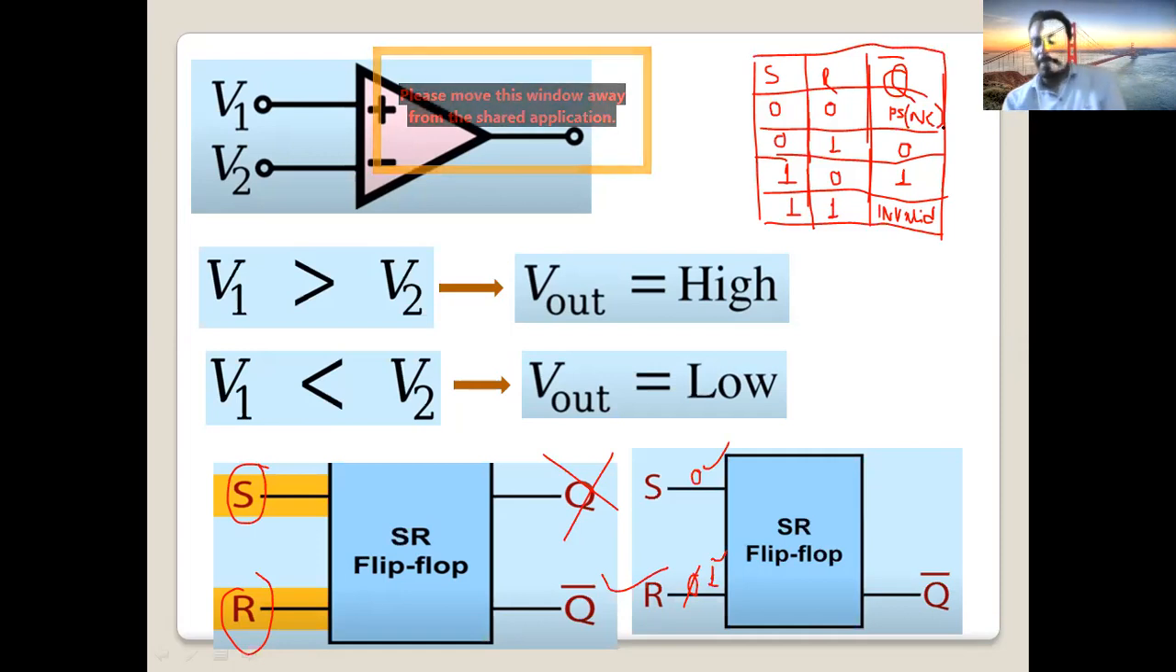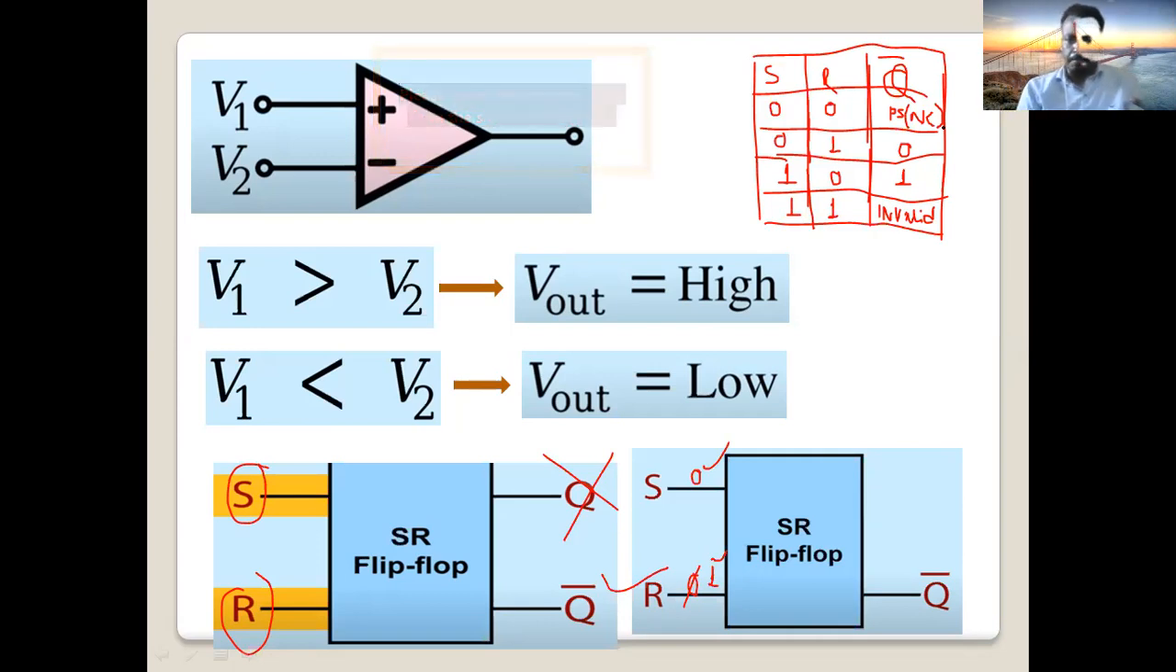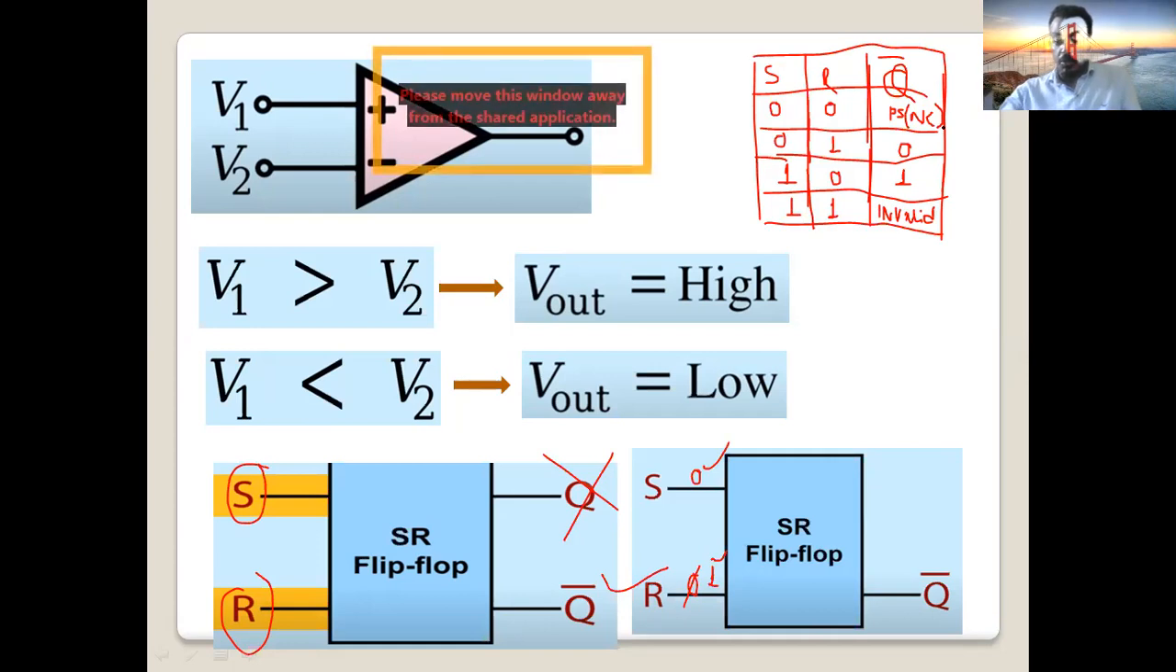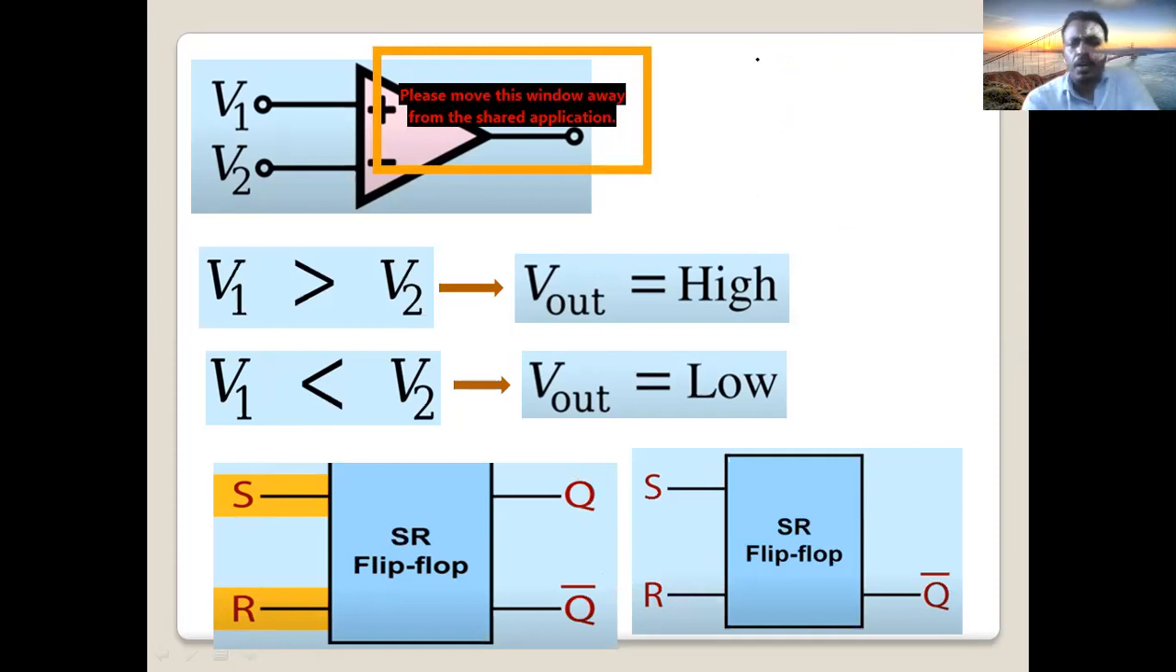SR flip-flop is a digital sequential circuit. It has two inputs, set input and reset input. It has two outputs, Q and Q bar. Now we are using Q. Sorry, this is Q. Let me repeat again because I made a mistake. One of the inputs is S, another input is R, set and reset.